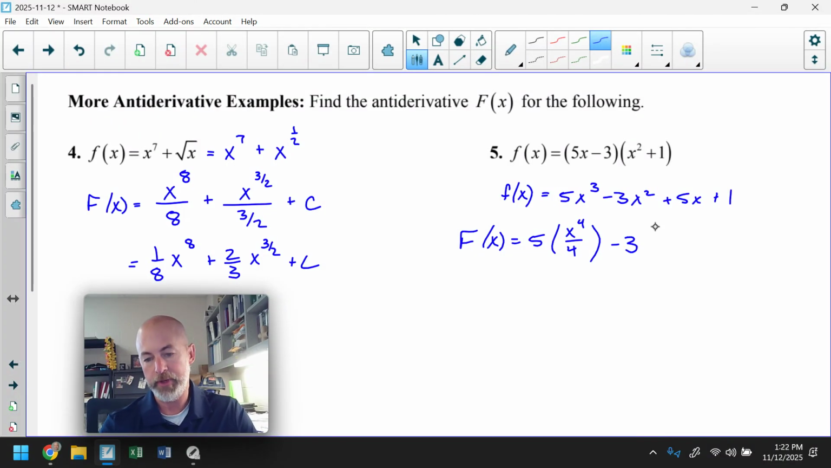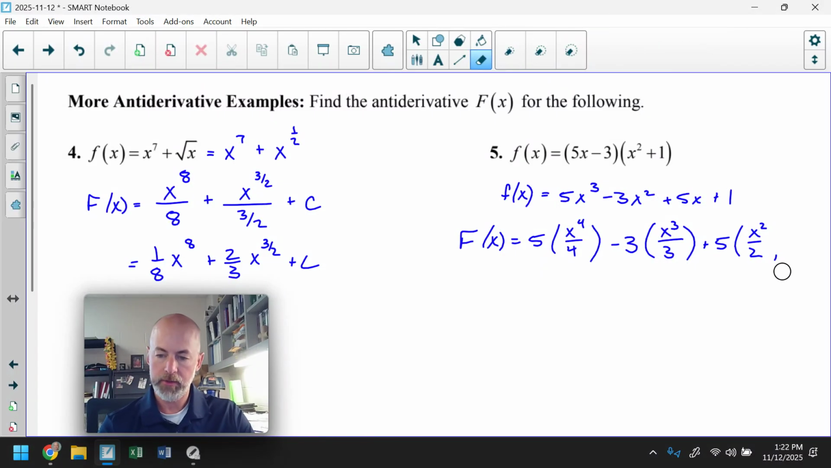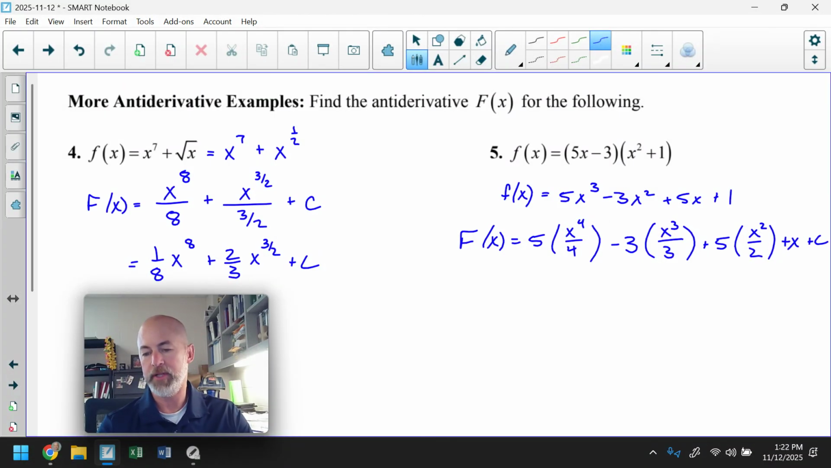I can ignore that 3, and then the antiderivative of x squared, we add 1. 2 plus 1 is 3. Divide by the new exponent. Same thing for this one. This is 5x to the 1st. And so I'll just ignore the 5, and that'll be x squared over 2. And then 1 would be the derivative of x. So the antiderivative of 1 is x. And then a plus c.